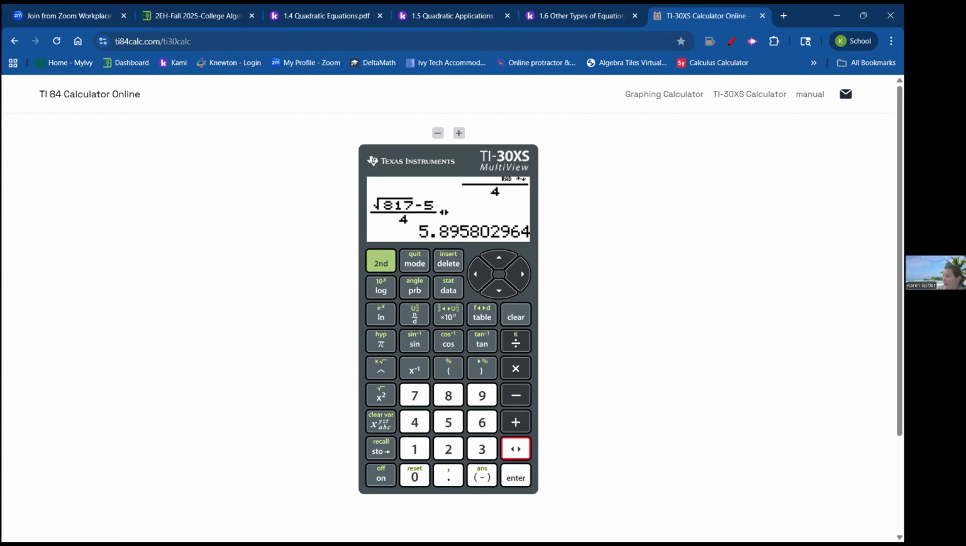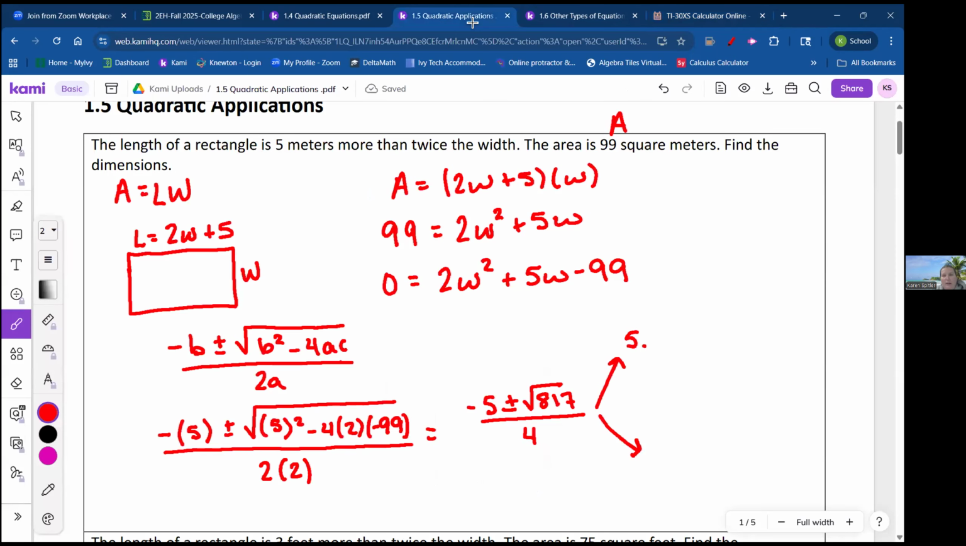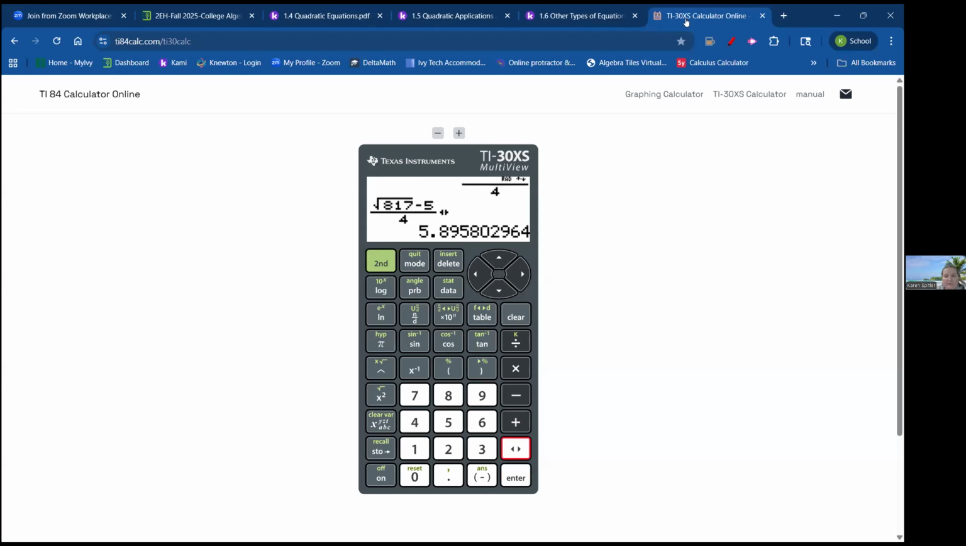And it's 5.8958. Guys, if you round that all the way up, it's 5.9, right? Because everything just keeps pushing everything up. So I have 5.9 meters. And then I'm going to do it again, but this time I'm going to do the minus. So I'm going to do my fraction button: negative 5 minus the square root of 817 divided by 4. And your calculator is going to do that thing again. Thank you for nothing, calculator. You're going to hit your double arrows, and it's negative 8.4.